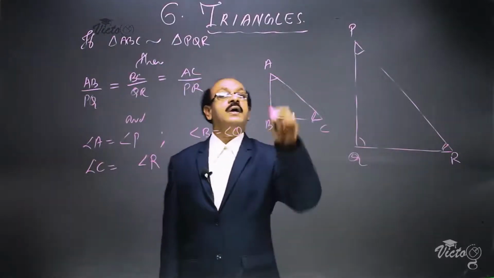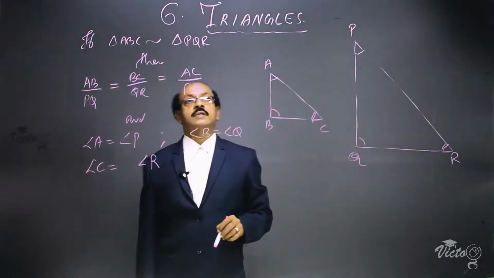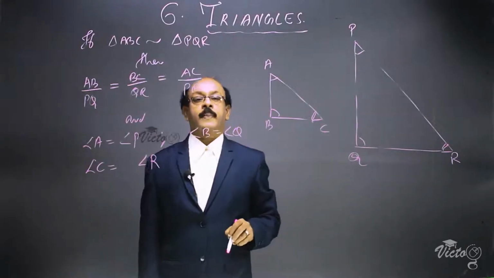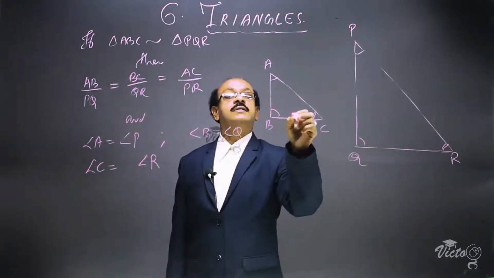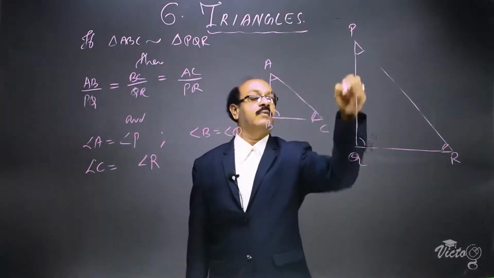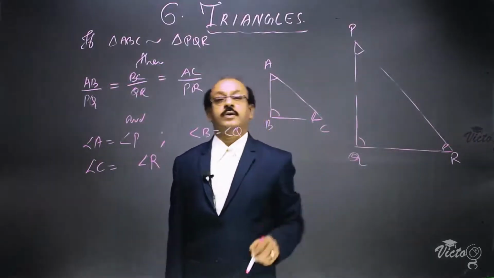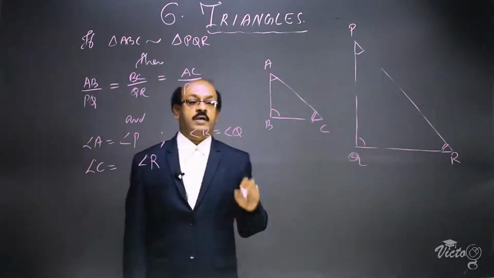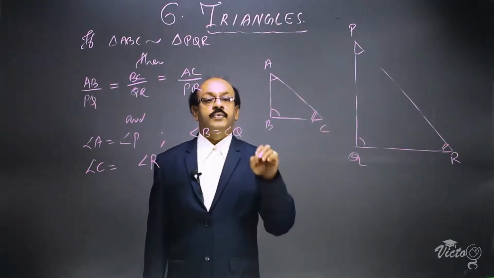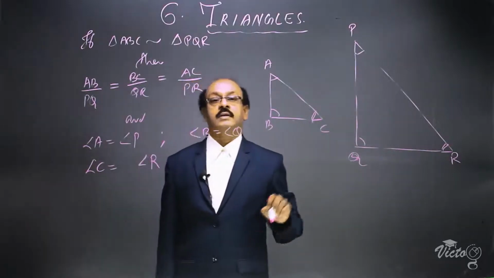Then if the ratios of the sides are equal, the two triangles are similar. That property is called SSS similarity criterion. Then if two sides and the included angle obey these properties, that is, AB divided by PQ equals BC divided by QR, and angle B is equal to angle Q, then the triangles are said to be similar. This property is called side angle side, SAS similarity criterion.